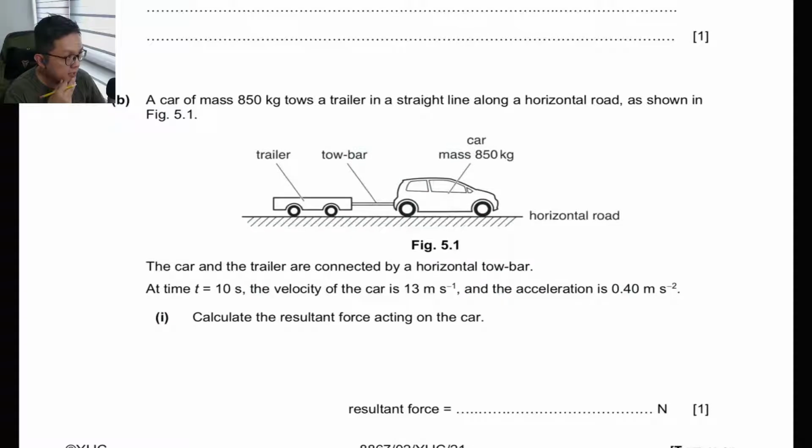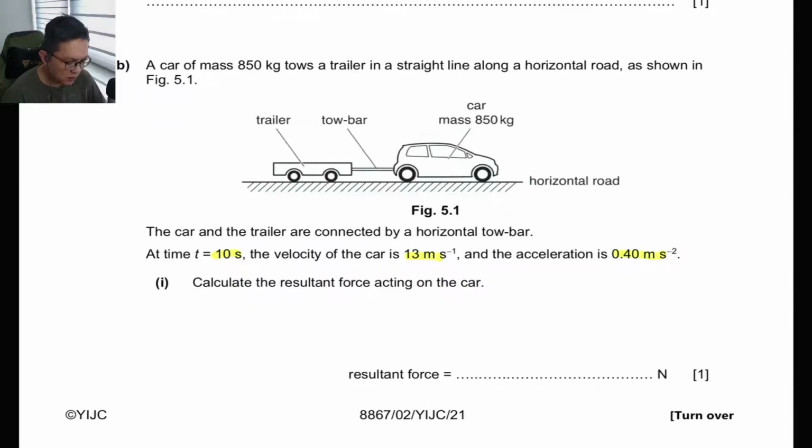You have a car of mass 850 kg towing a trailer in a straight line along the horizontal road as shown. Okay, at time t equals 10 seconds, they give you some information, some of them are distractors, just have to be careful. 30 meters per second at 10 seconds and acceleration is 0.40 meters per second square. Right, so they tell you there's this horizontal tow bar here that connects the 2 items. Right, so you're supposed to calculate the resultant force acting on the car.